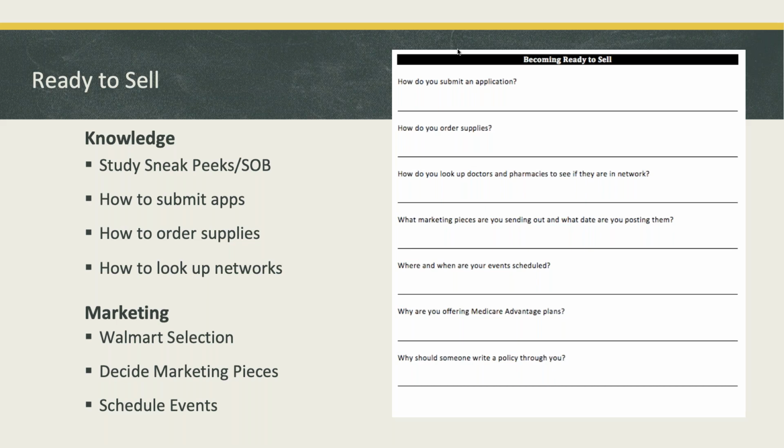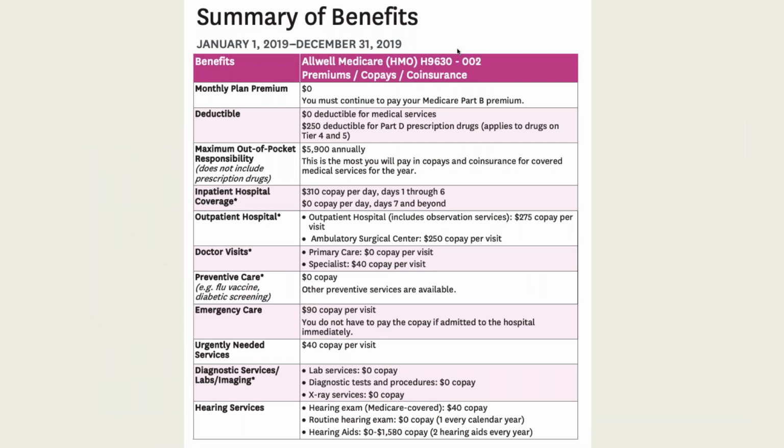So turning 65 all year around, I suggest, this is kind of off subject, turning 65 Medicare 101 seminars where you're out there in the community, building relationships with clients, building those relationships with your community, and then you can pull out your becoming ready to sell and summary. Anyway, okay. Moving on.